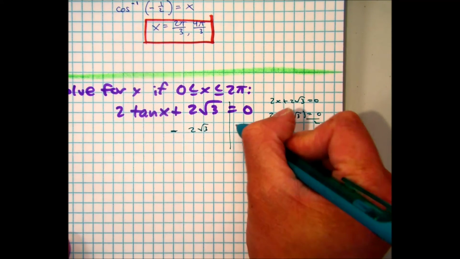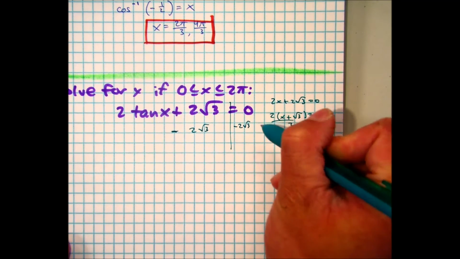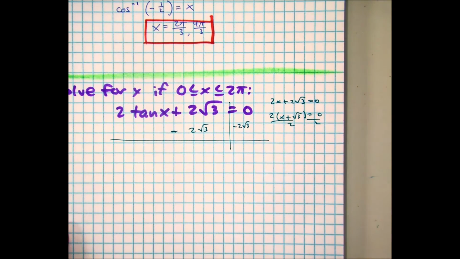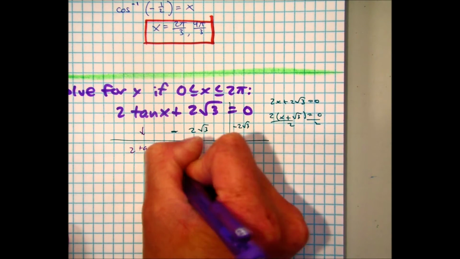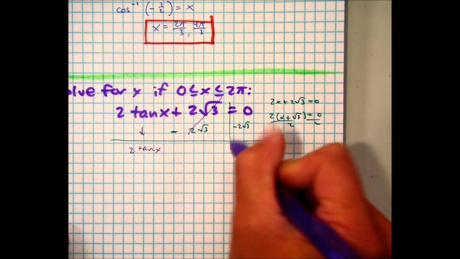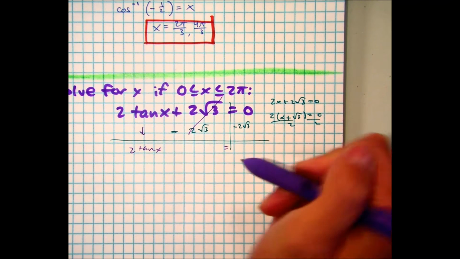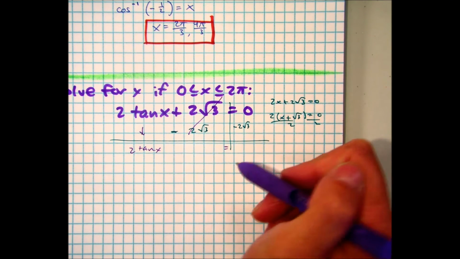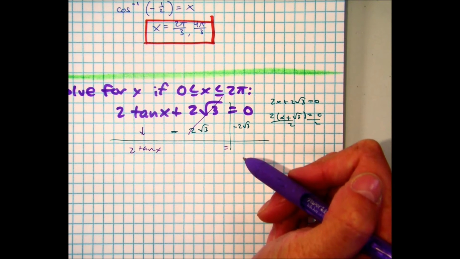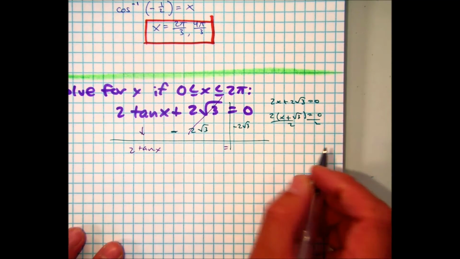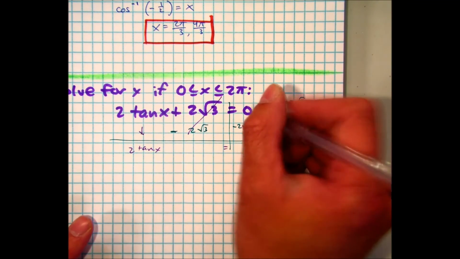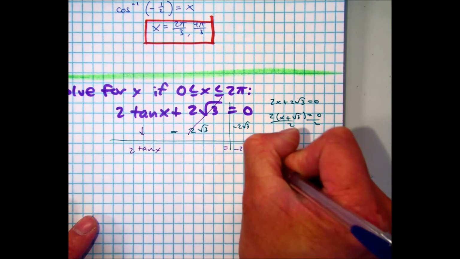Remember, that's both sides of the equation. You're basically doing the subtraction property of equality here. Those are called inverses. I'm left with 2 tan x, and those will equal 0. Alright, on this side, I have negative 2 radical 3.